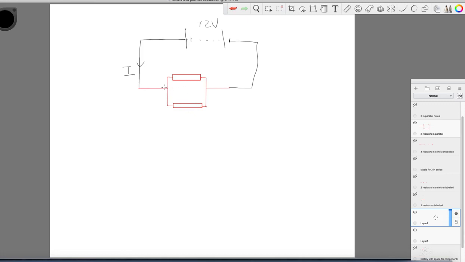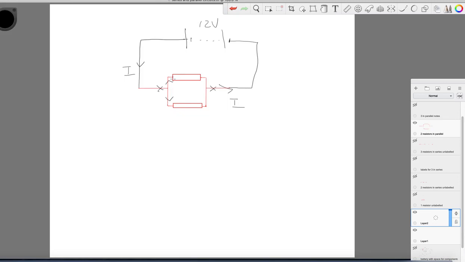Well, here, when the current gets to here, it splits. Some of the current goes that way, some of the current goes that way. But again, whatever comes into this arrangement of 2 in parallel has to come back out again. So the same current that flows in here has to come out here. But some of it will go that way, some of it will go that way. And how that division is made depends on how difficult these are to get through.